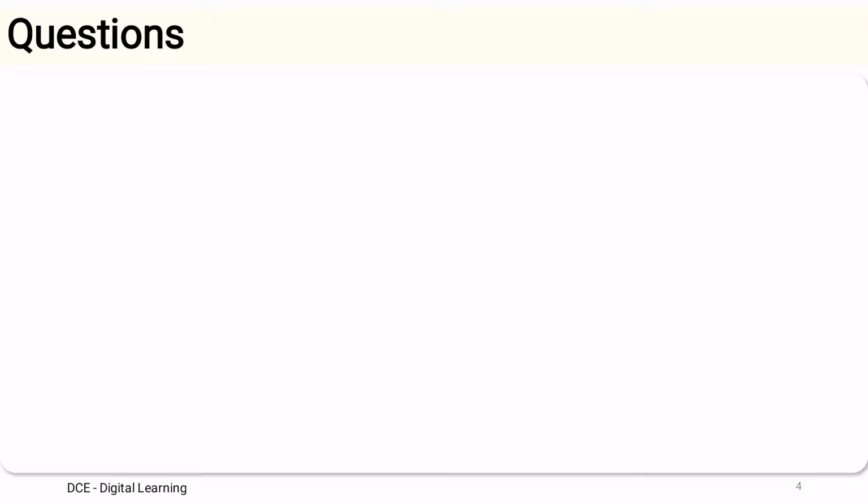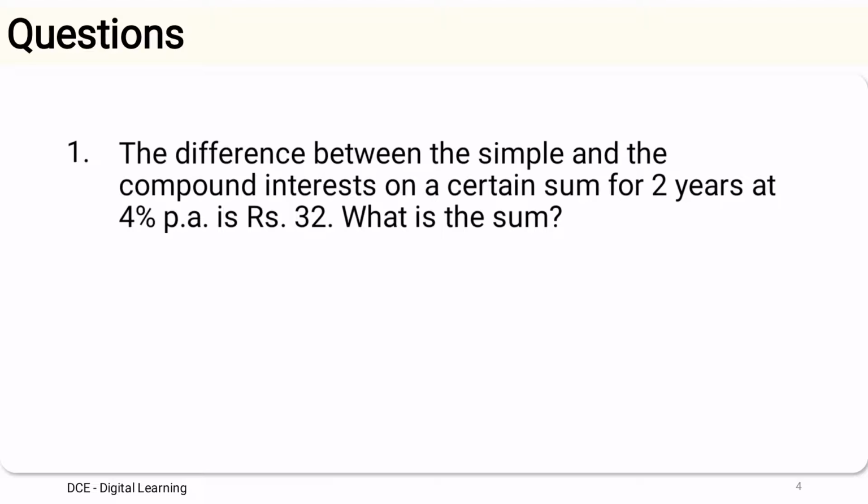So using these two formulas, we can compute the difference between simple interest and compound interest. On applications of the difference between simple and compound interest, you can solve many questions. One of the questions is: the difference between simple and compound interests on a certain sum for 2 years at 4% is rupees 32.